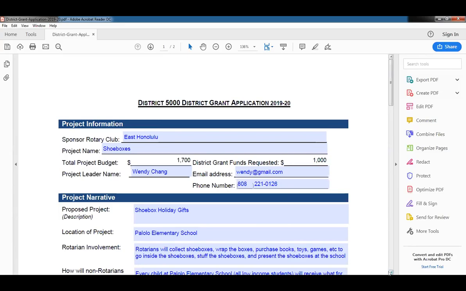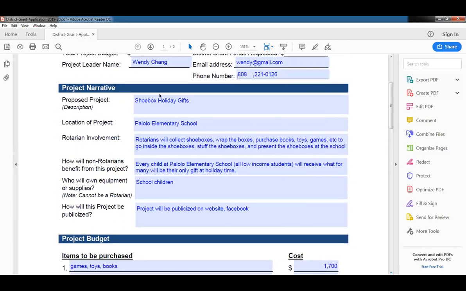And then just a proposed project description. One of the things we do is holiday shoeboxes, and the location of the project is at Palolo Elementary School. And then this is really important: there has to be Rotarian involvement. You're not just giving money to somebody else to use to do something. So you can't make a donation to the American Red Cross or the Salvation Army or Literacy Project, whatever their name is. Anyway, you have to actually have Rotarians involved in the project.